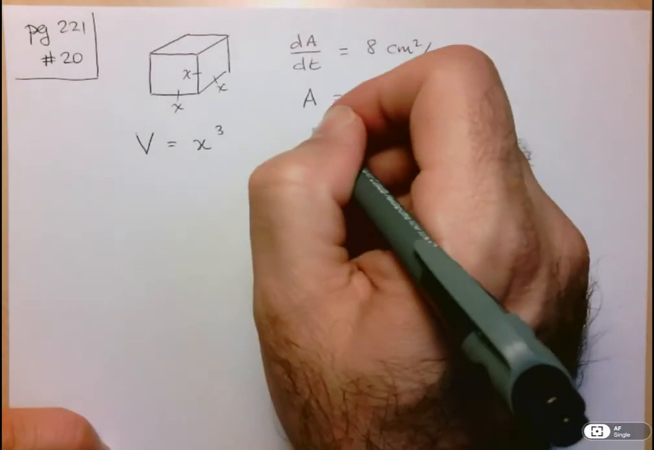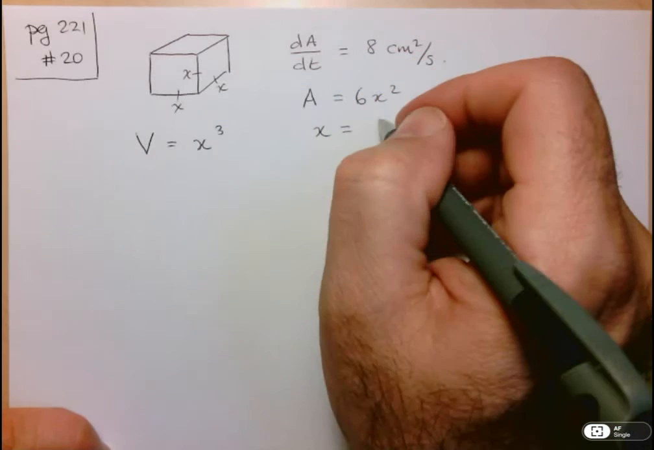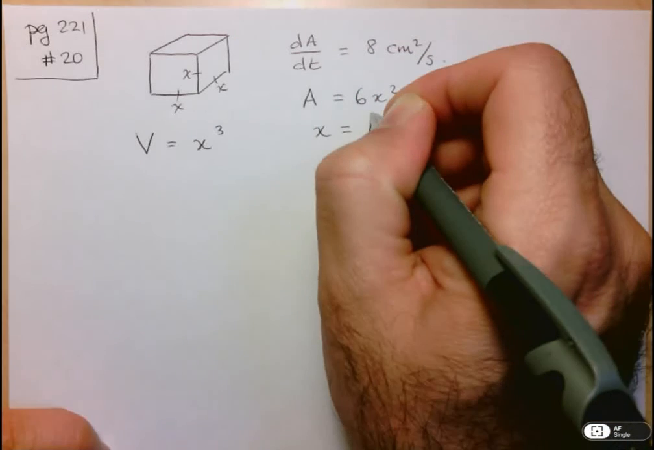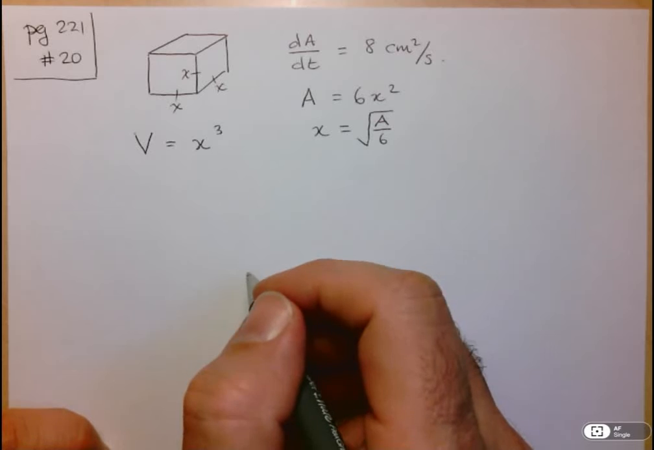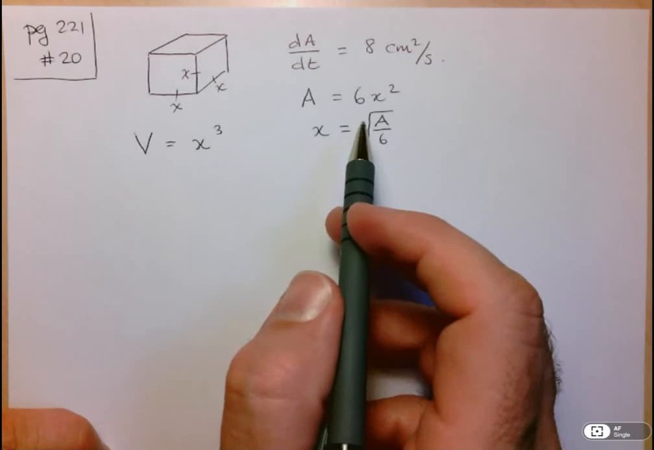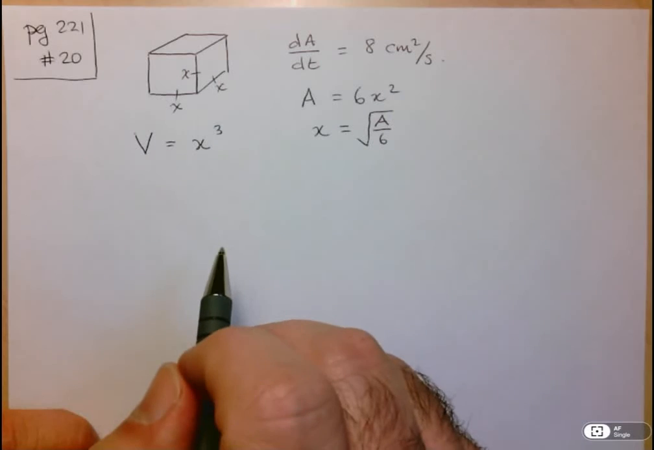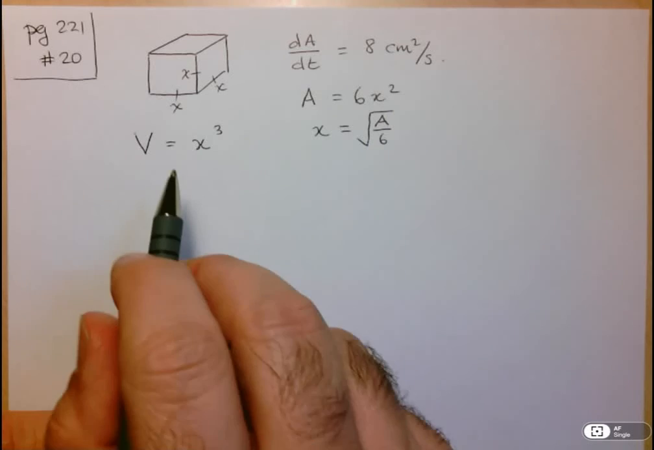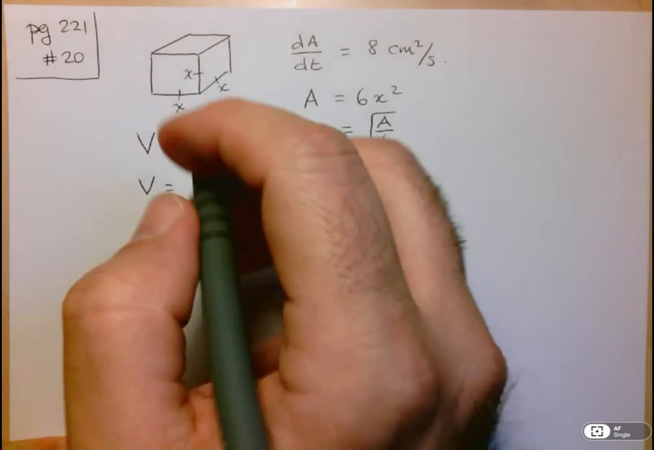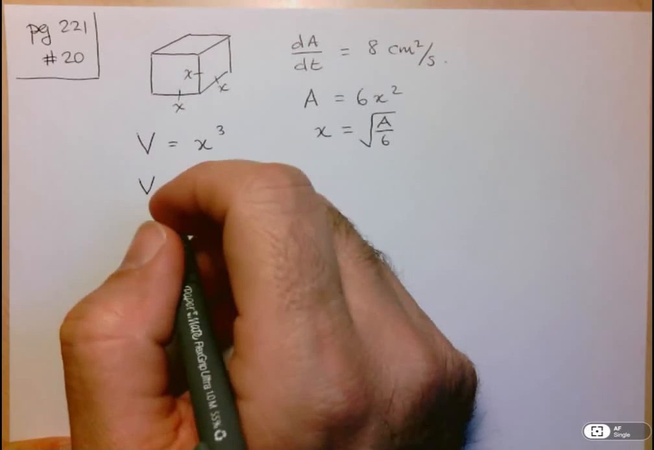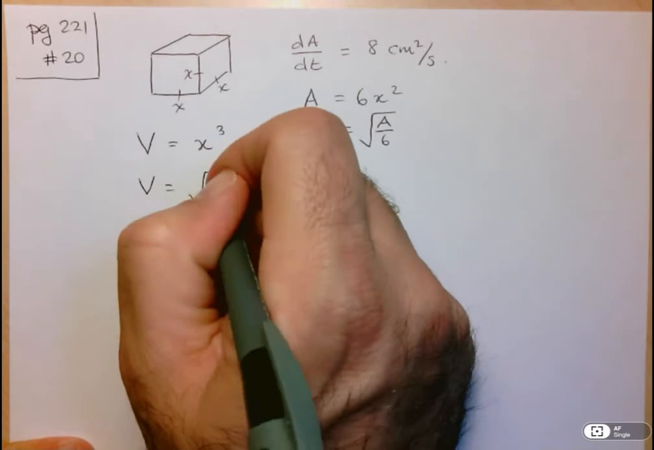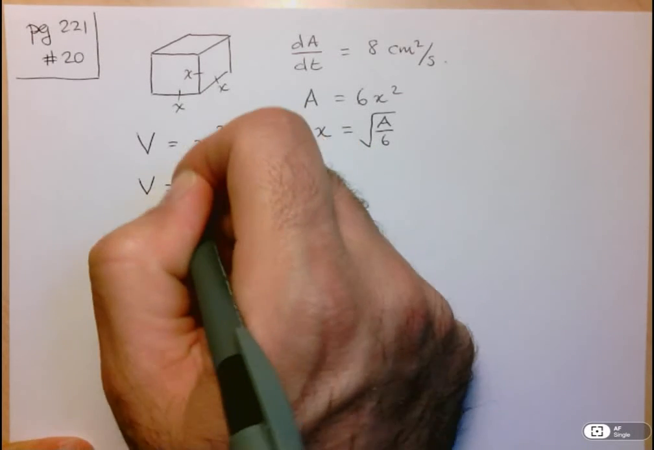That means that if I solve for x, it's A over 6, and then I take the square root of both sides. Since we're talking about a side length, I don't bother with the negative square root, so I'm only considering the positive square root. Now I can rewrite my equation for volume in terms of the surface area. We have x, which can be written as the square root of A over 6, and all of this is being cubed.